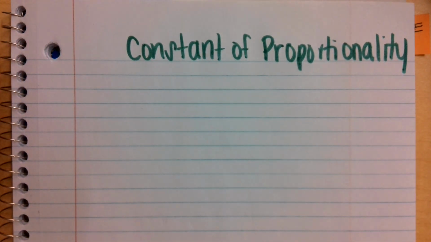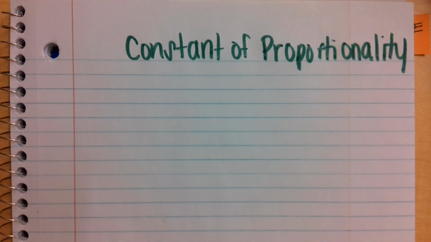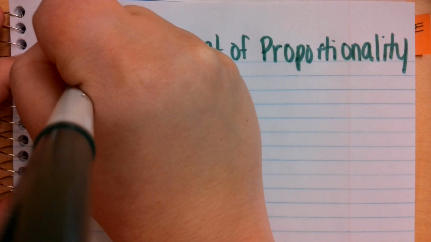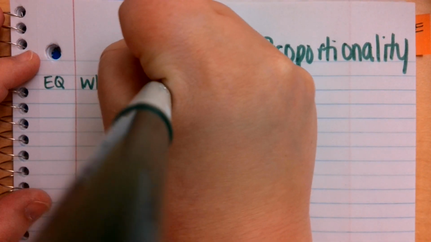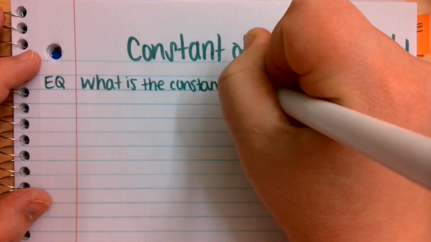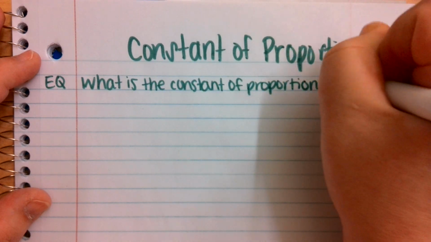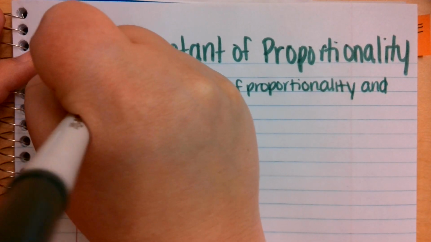This is a big fancy word for unit rate, but we need to get in the habit of saying it. Constant of proportionality, constant of proportionality. Our essential question: what is the constant of proportionality and how do we use it?